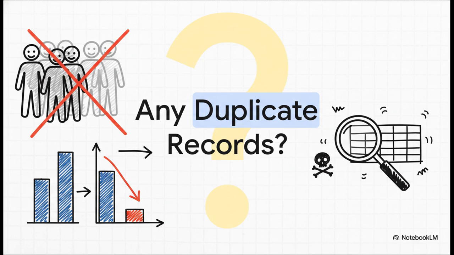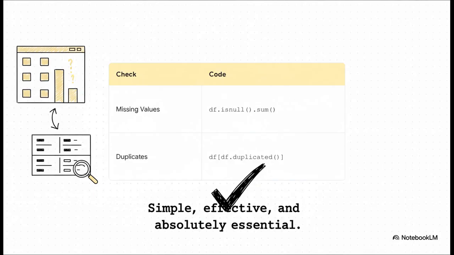Next challenge: duplicate records. I like to call these the silent killers of good analysis. If you have the same row appearing multiple times, it can totally inflate your counts and skew your averages, leading you to some very, very wrong conclusions. The good news is, finding these issues is really straightforward.